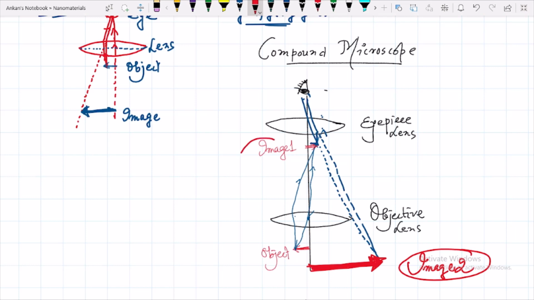So a double image is formed here. This is the magnified image produced by the compound microscope. This magnification is much greater than this. So the compound microscope is better than the simple microscope due to the presence of two convex lenses.